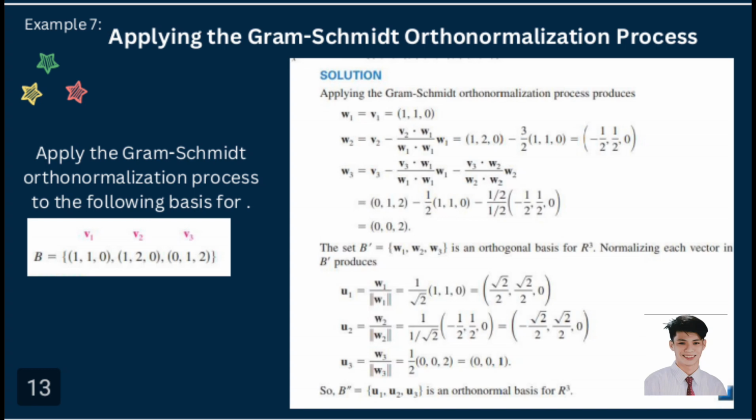So, for the set of B prime is equal to W sub 1, W sub 2, W sub 3 is an orthogonal basis for R3, normalizing each vector in B prime produces U sub 1 is equal to W sub 1 over the norm of W sub 1. So, ano yung W sub 1 natin? Yung W sub 1 natin is 1, 1, 0. Tapos, yung norm natin ng W sub 1 is 1 over square root of 2.